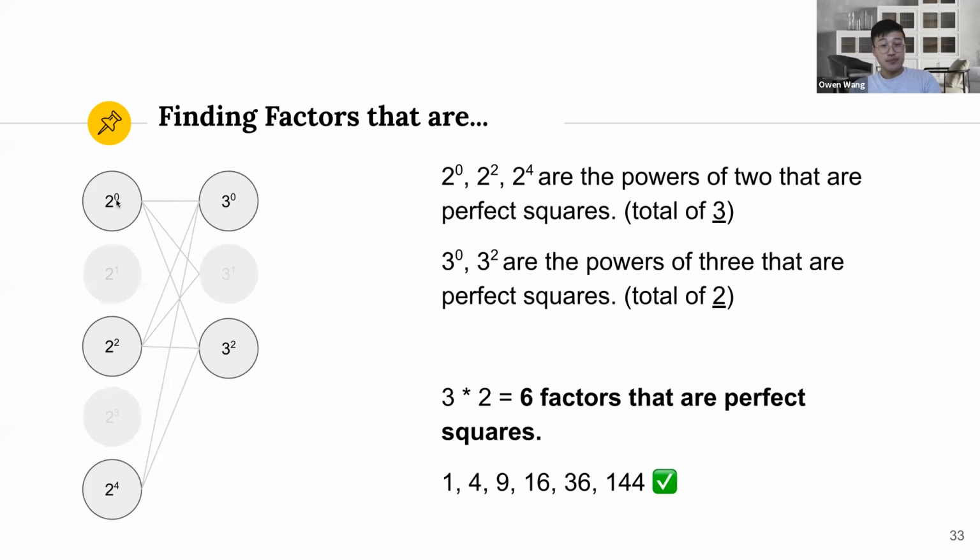Yeah. So 4, for example, is like 2 squared times 3 to the 0. 36 would be 2 squared times 3 squared. And 144 is 2 to the 4th times 3 squared. So every path that we counted is a perfect square.